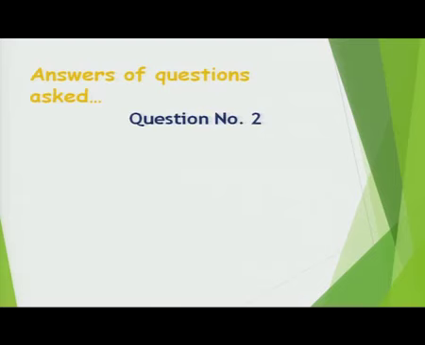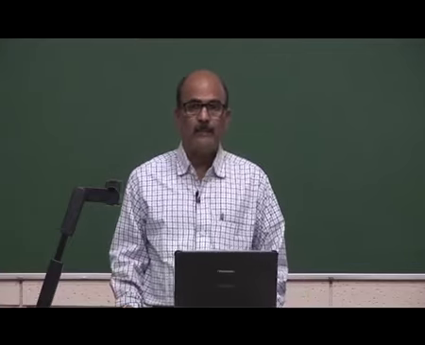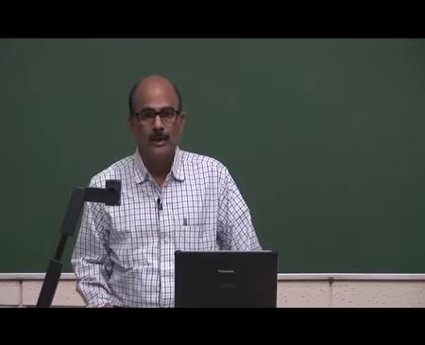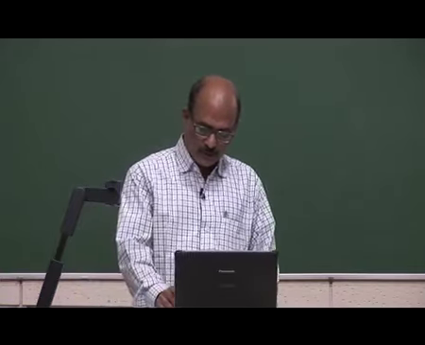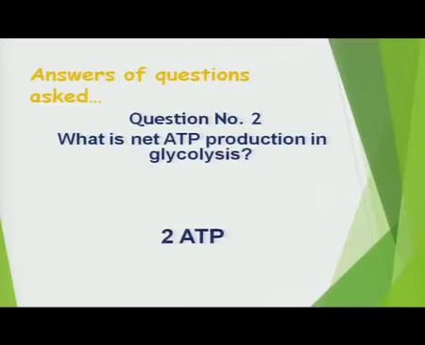Now, the second question is, what is the net ATP production in glycolysis? I have already discussed the net ATP production with the help of the substrate, where ATP is used or consumed. In the entire process of glycolysis, 2 ATP are consumed and 4 ATP are gained. So, the total is plus 4 ATP minus 2 ATP, that is 2 ATP. So, the answer is 2 ATP.